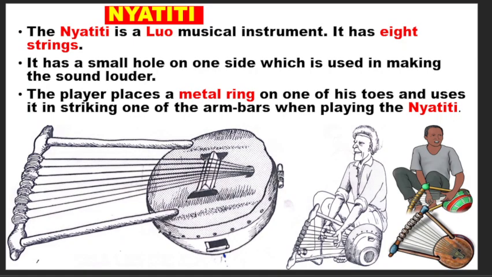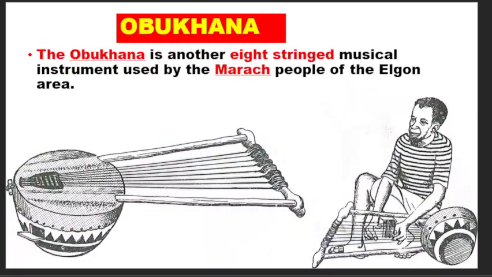Then we talk about the Nyatiti, a musical instrument from the Luo. It has 8 strings. It has a small hole on one side, which is used in making the sound louder. The player places a metal ring on one of his toes and uses it to strike one of the arm bars when playing the Nyatiti.